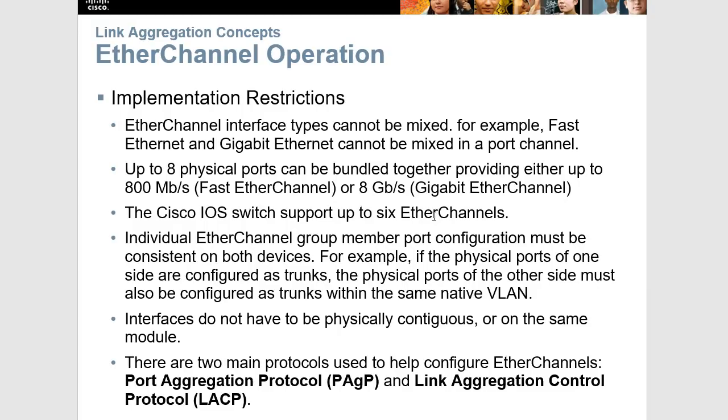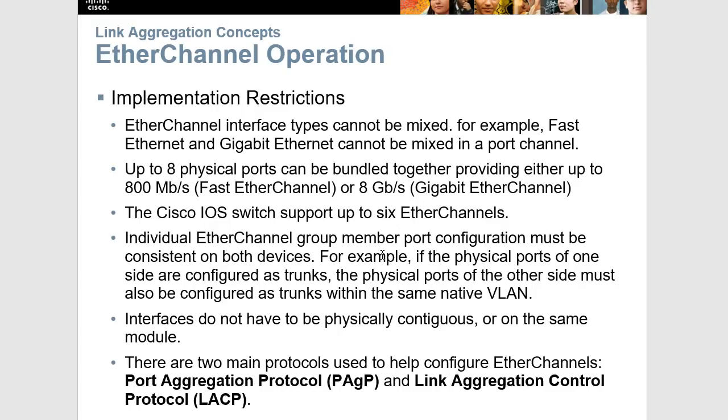Cisco IOS only supports up to 6 EtherChannels themselves. That's not ports, it's the actual EtherChannel. So you might have, on a 24 port switch, 6 groups of 4 ports, which would make 6 EtherChannels, because you've got 6 groups there. So that's your limit. You can't really go above that.